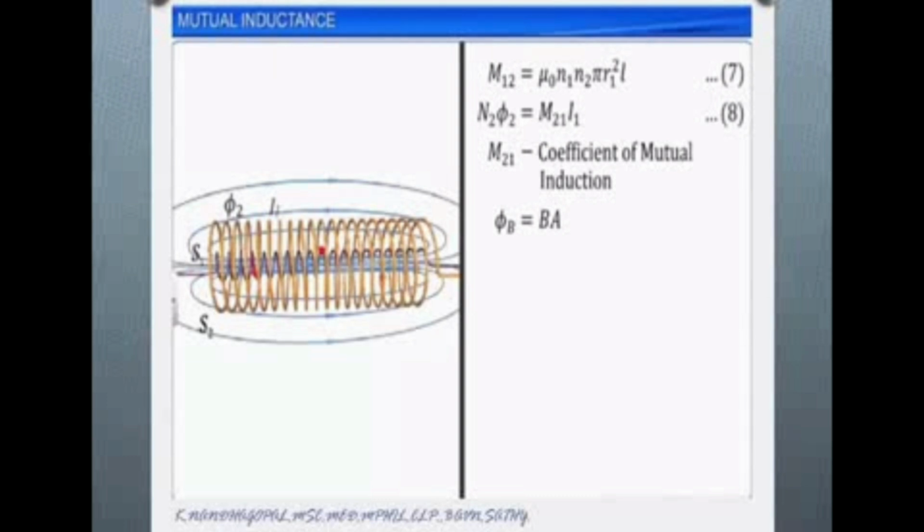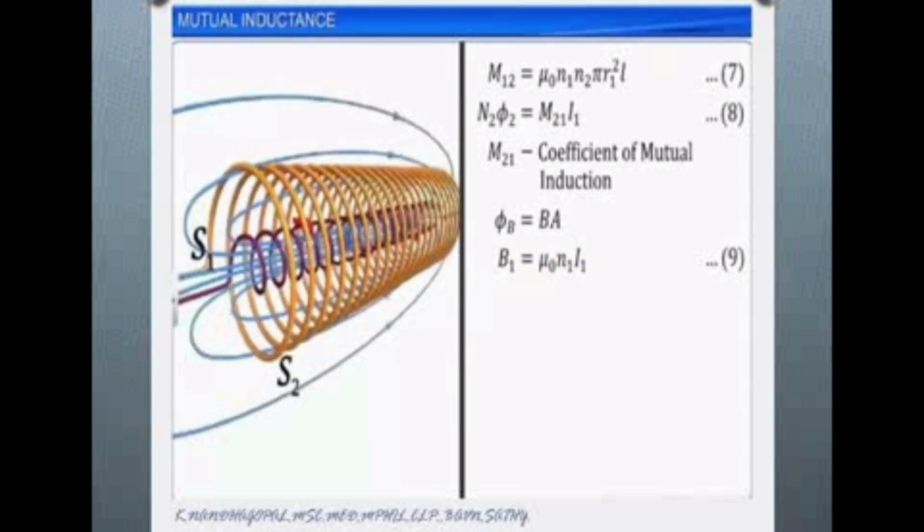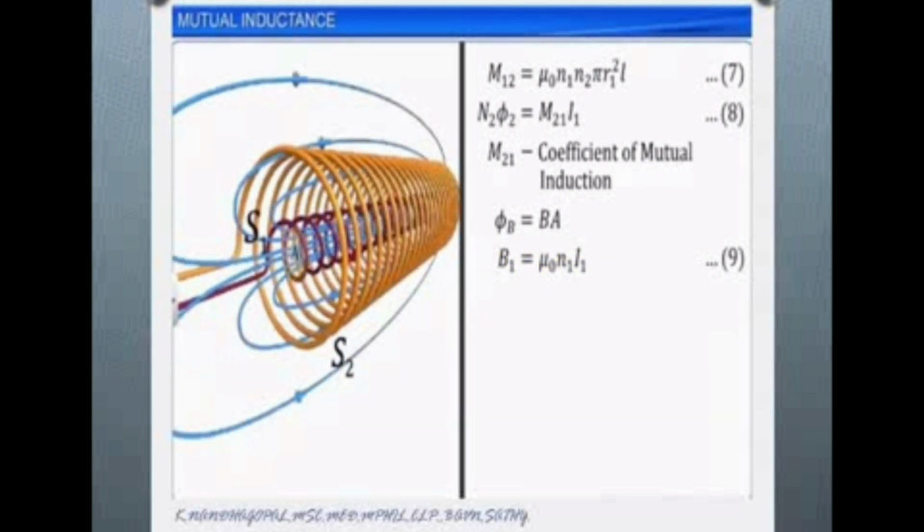Phi B equals BA, again the same formula we are going to use, the same steps as you did for the primary coil. So B1 equals mu naught N1 I1. Now we have to substitute that value in this equation. A equals pi R1 square is there. Now we can write pi R2 square. This is a smaller area. So we can write pi R1 square, or you can write A.